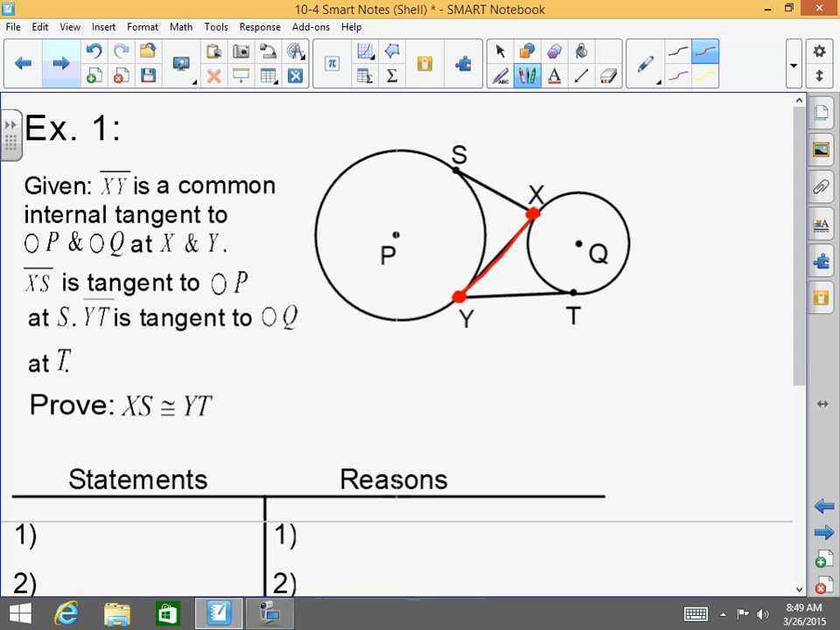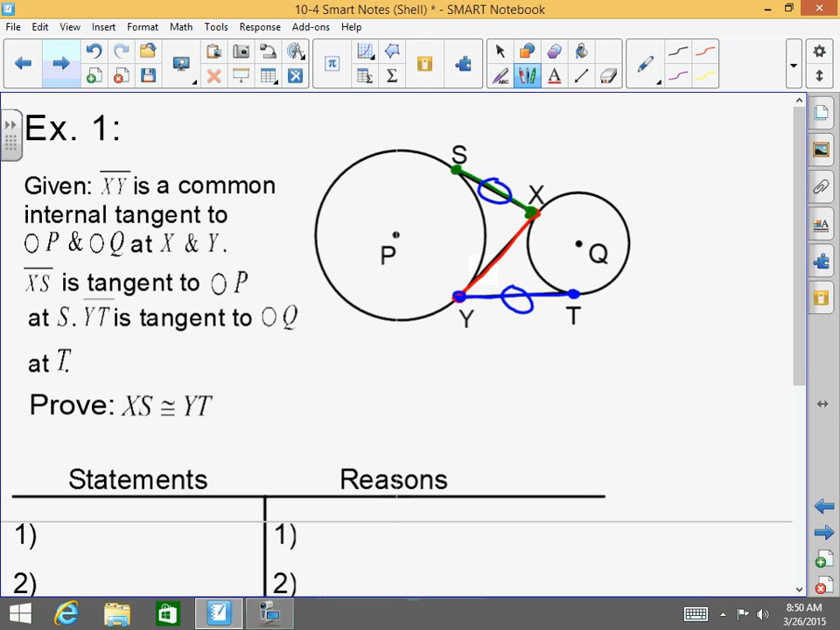XS is tangent to circle P. It is a tangent segment. It intersects only at one point on the circle. And YT is tangent to circle Q at T. I want to prove that XS is congruent to YT.